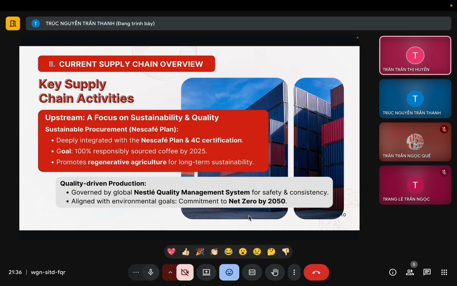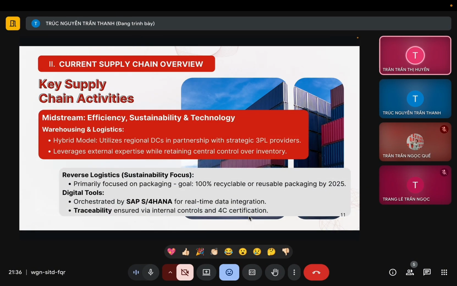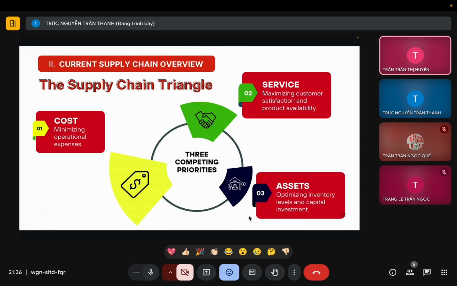The first is a focus on sustainability and quality in upstream. We have sustainable recruitment from the Nescafe plan and quality-driven production, with a commitment to net zero by 2050. In midstream, we focus on efficiency, sustainability, and technologies, as in warehousing and logistics. As for the supply chain triangle, we have 3 aspects here: cost, service, and assets.